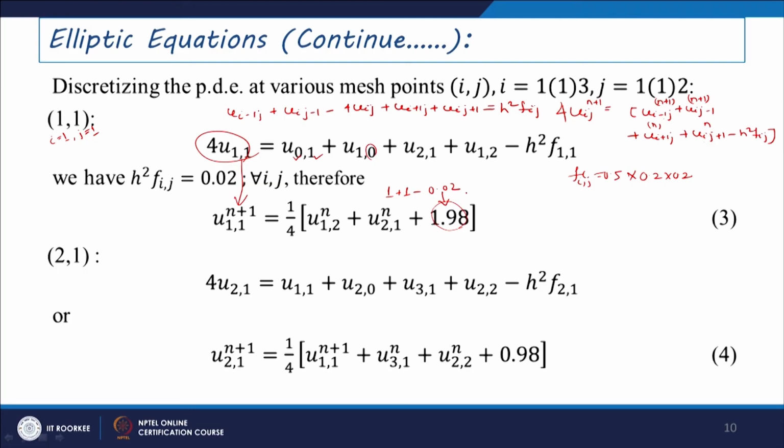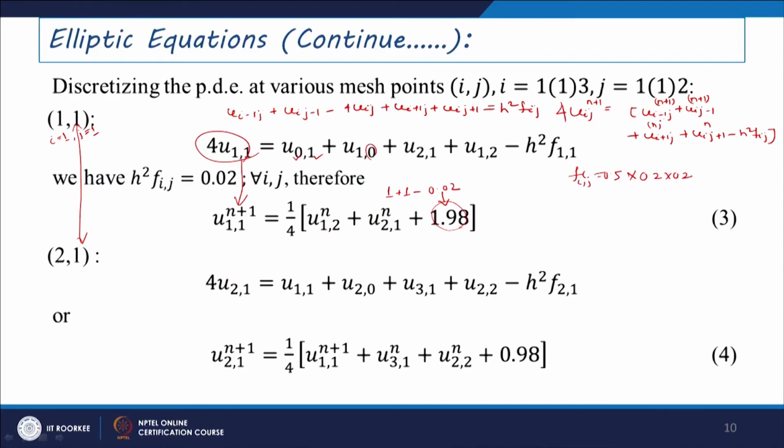Similarly, if we go for the 21 cell, since we are varying i and fixing j, j equals 1 only, and i is varying like 1, 2, 3, so likewise it will vary. For this 21 cell, using this formulation, i minus 1 is 2 minus 1, which is 1, then 2; then u of 3, since 2 plus 1 is 3, then 1; plus u22, since j plus 1 is 2, minus h² f21.